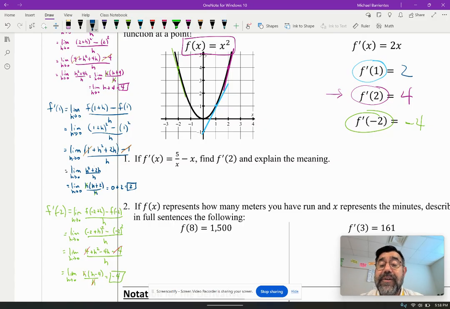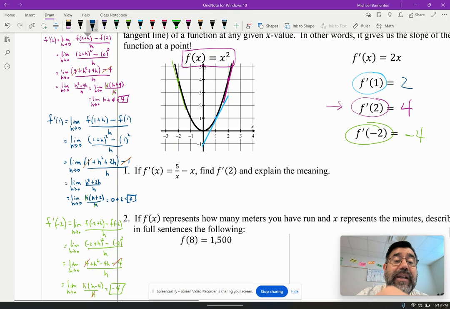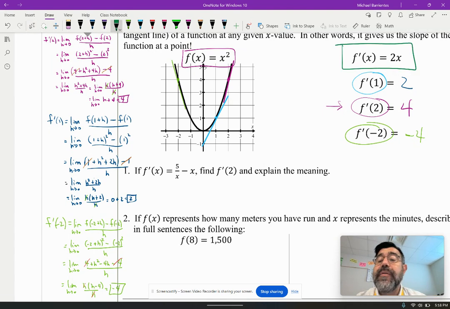And that pattern is that for this particular function, x squared, to find the slope, all you need to do is double the x value. So if you double 1, hey, you get 2. If you double 2, you get 4. If you double negative 2, you get negative 4. And so this person that created this, I did not create this, this person that created this form says, this is now a formula that we can use.